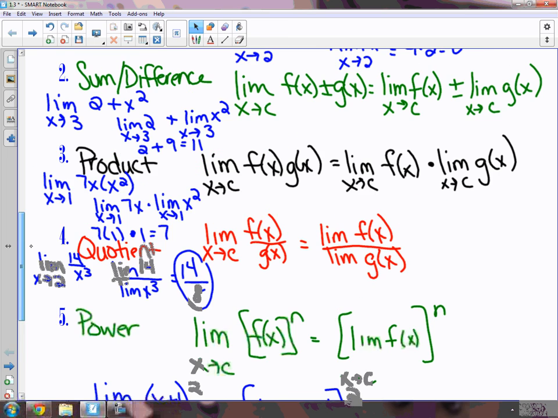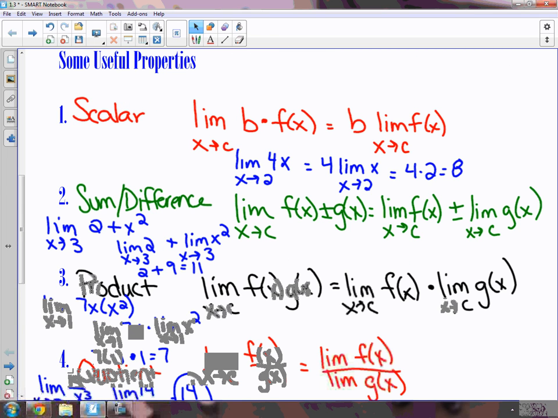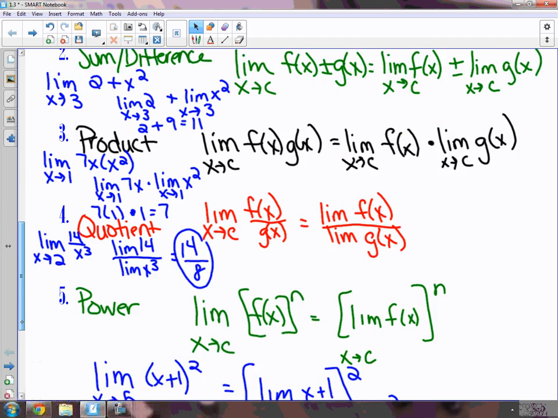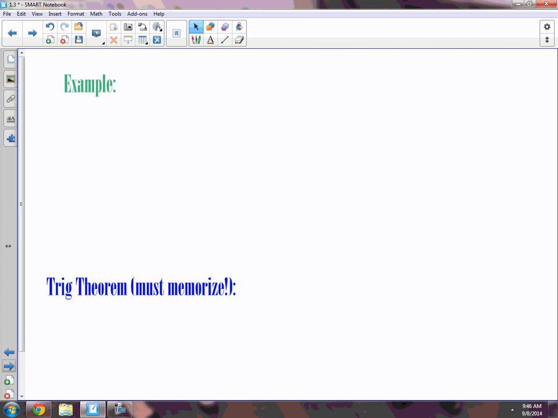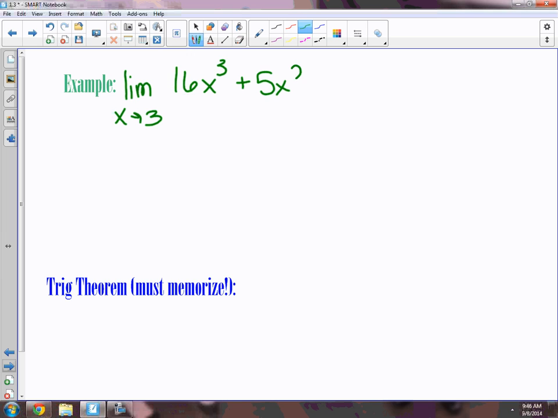Alright, let's try one big function with this. Let's take the limit as x approaches 3 of 16x cubed plus 5x squared. And we're going to have to use different properties and shortcuts to solve this one. And at the beginning, I want to see all of your work on these, even if you can do some of it in your head. Show me the property. What do you think we should do first for a property? Split it up. Do the sum or difference property. And just because I'm going to be lazy, I'm not going to copy this x approaching 3 throughout the whole thing.